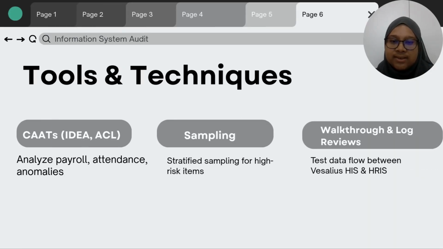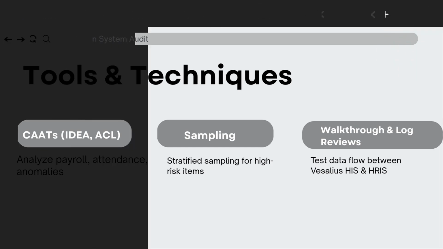For tools and techniques, there are three things. First one is CAATs, IDEA, and ACL, which are used to analyze the payroll, attendance, and anomalies. Next is sampling, which is stratified sampling for high-risk items. And the third one is walkthrough and log reviews, where we can test the data flow between the Vesalius, HIS, and HRIS.